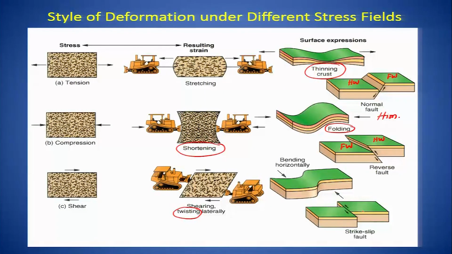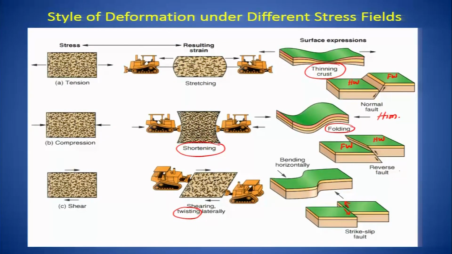Here what we see is that one block is moving in this direction, another block is moving in this direction. So, the block which is moving towards us, based on that we can classify the sense of movement. So, we can say here the left lateral movement. I'll put some sketches in the next slide and try to explain to you.